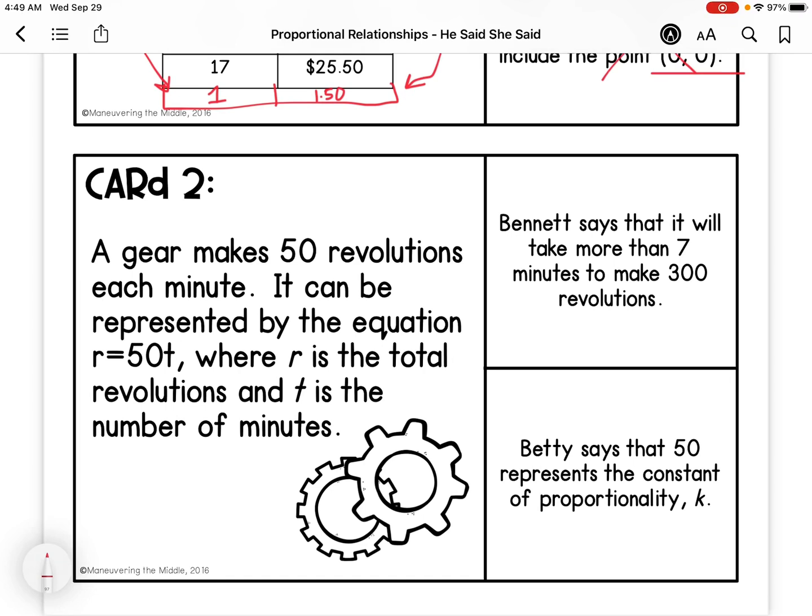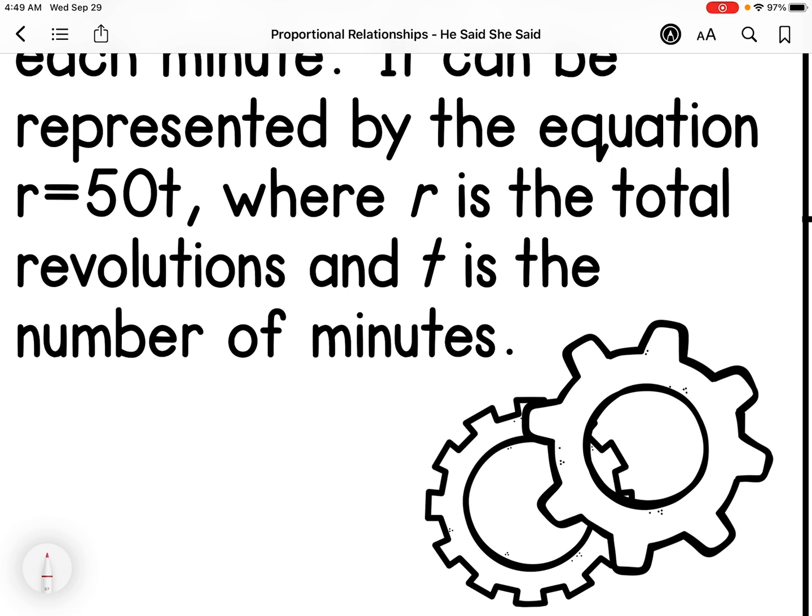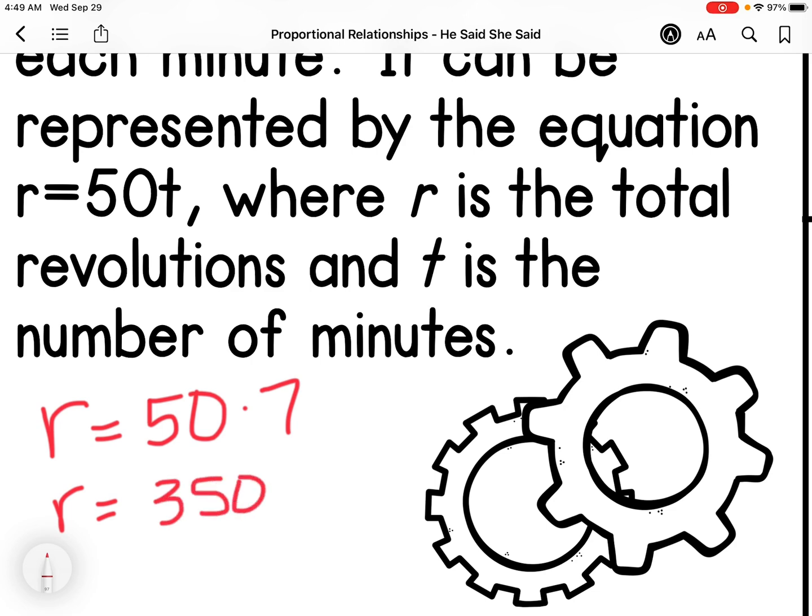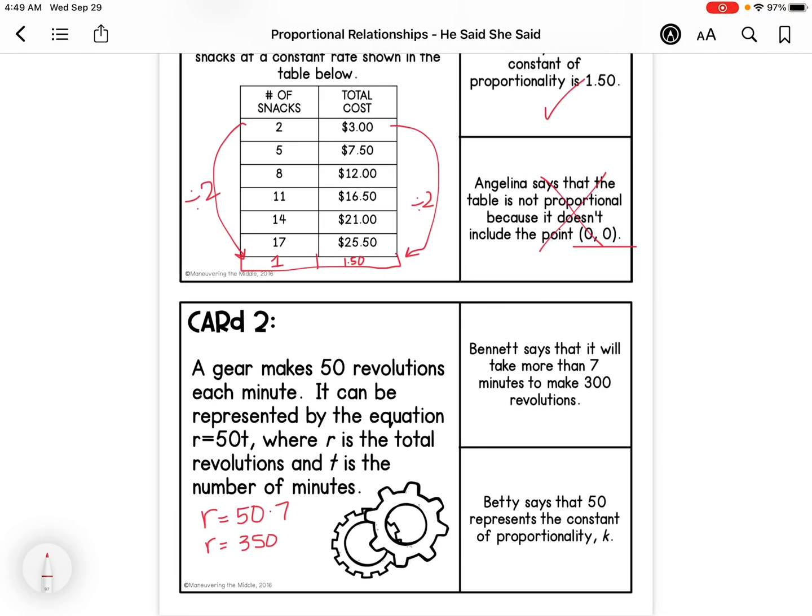A gear makes 50 revolutions each minute. It can be represented by the equation R equals 50t, where R is the total revolutions and t is the number of minutes. Bennett says that it will take more than 7 minutes to make 300 revolutions. Let's try R equals 50 times 7. I get R equals 350. So it says it will take more than 7 minutes to make 300 revolutions. That's not true. In 7 minutes, it can make 350.